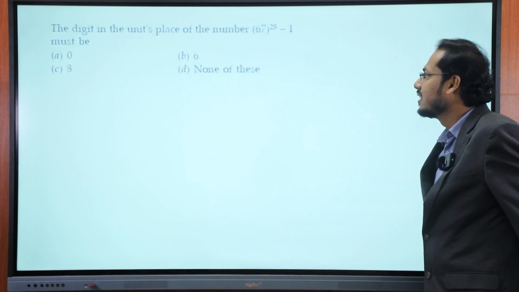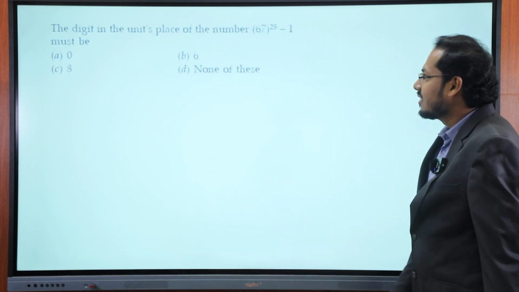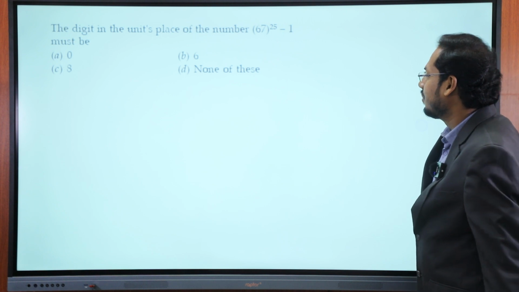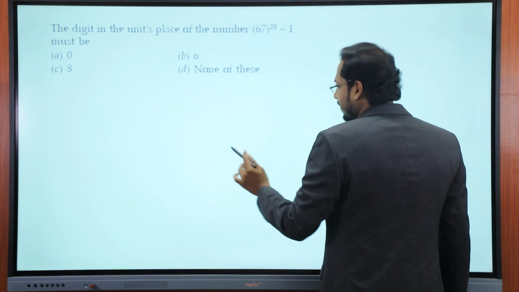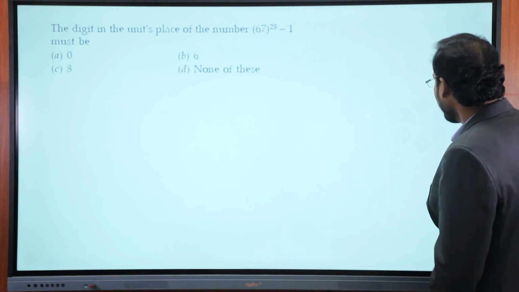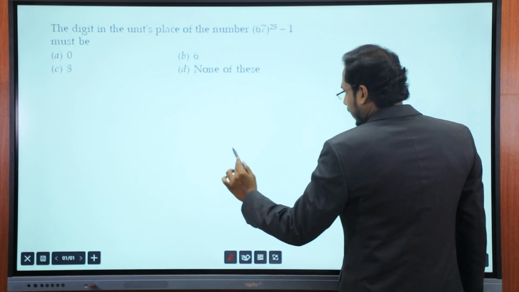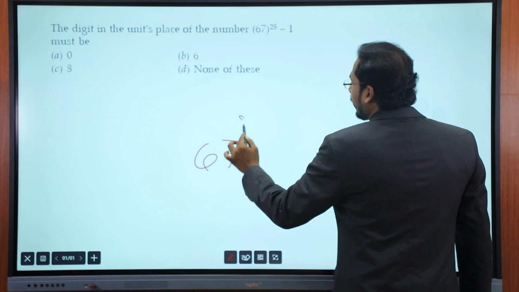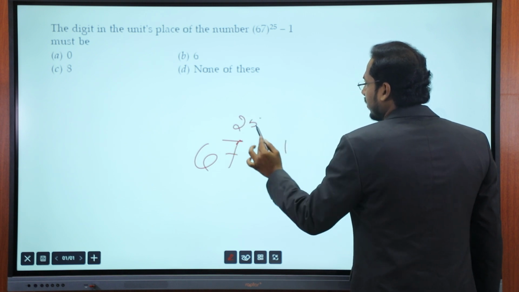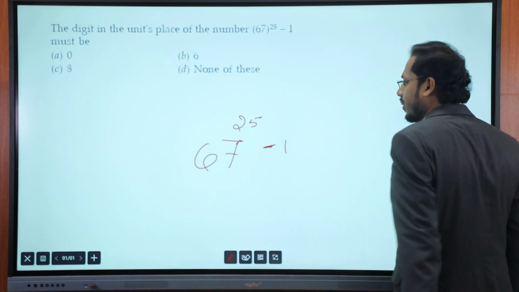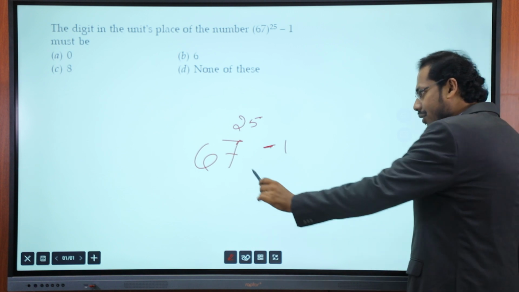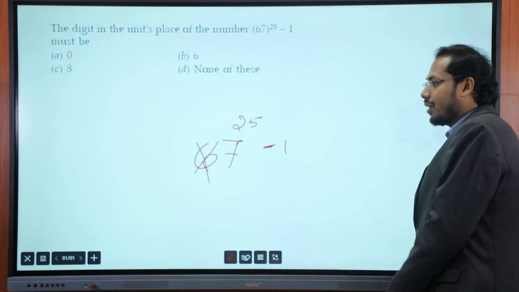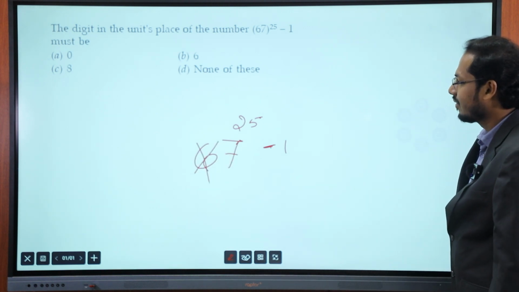Right. Next, look at this. The digit in the unit place of the number 67 power 25, then minus 1. Okay, we will take minus 1 later. So what I said, don't look at the previous numbers. I want 7 power 25, right?